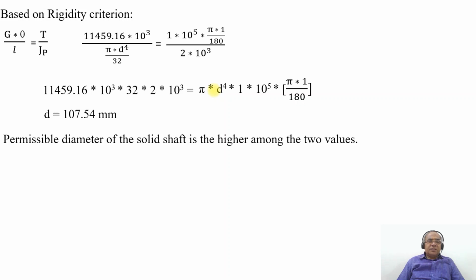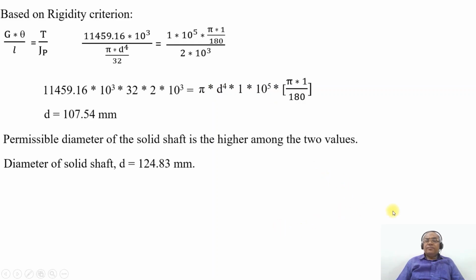So we adopt the permissible diameter of the solid shaft as the higher among the two values. Therefore, the diameter of the solid shaft D will be equal to 124.83 mm, which is from the strength criterion. So this is how you will be able to analyze and solve this particular problem. Thank you.